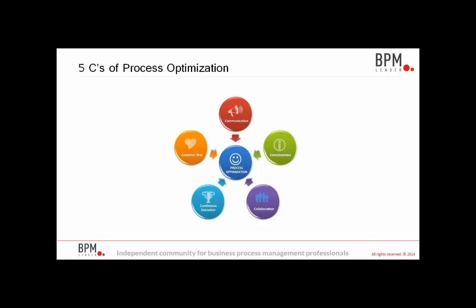So we've just seen the road to optimized processes can be full of potholes that one can fall into if one is not well prepared. In the remainder of this webinar, we will go into the 5 C's, which you see here: customer first, collaboration, consciousness, communication, and continuous execution. And these 5 will serve as prerequisites for doing process optimization right, and doing it right from the start.